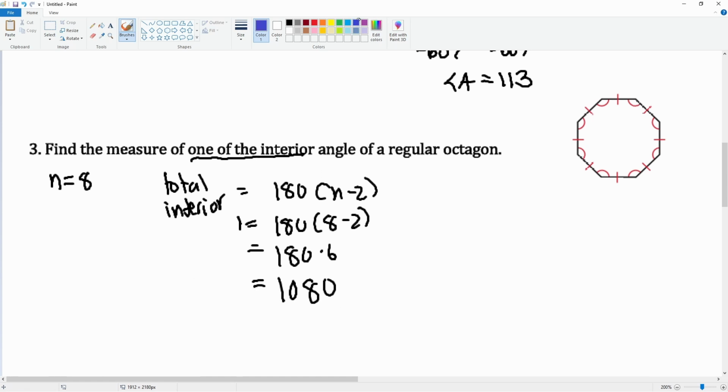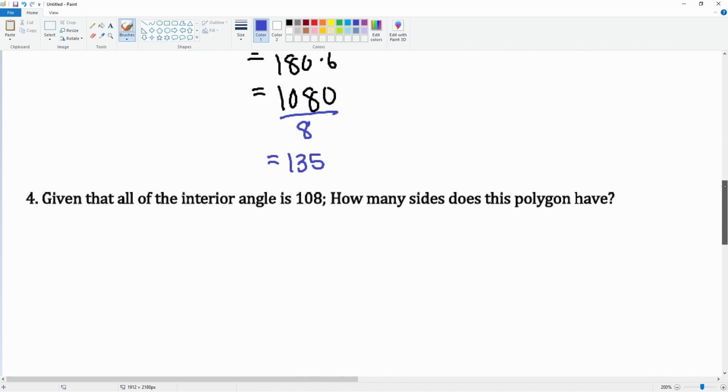That's going to get you a total of 1080. But there are 8 pieces, right? So let's divide this by 8. 1080 divided by 8 becomes 135. This means each angle here is 135, because you're splitting that total of 1080 into 8 even pieces. That's why it's 135 each.